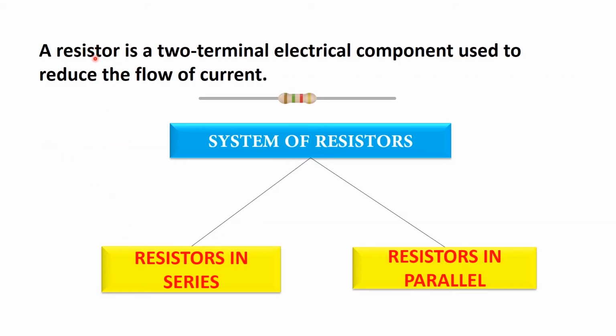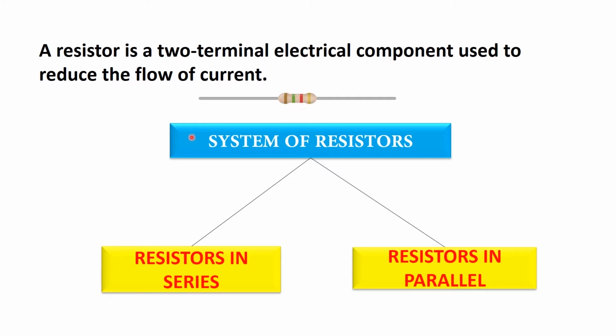Now we shall see what is a resistor. A resistor is an electrical component having two terminals, and it is used to reduce the flow of current. So this is a picture of a resistor. It has got two terminals, and here you will see many color codes. Each color code has a value. So the resistor's value depends upon the color code. About this you will study in your higher classes.